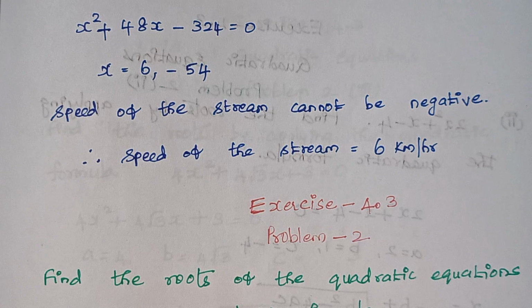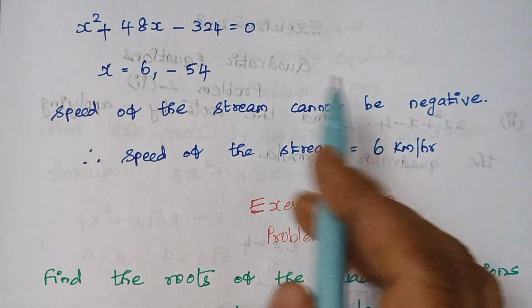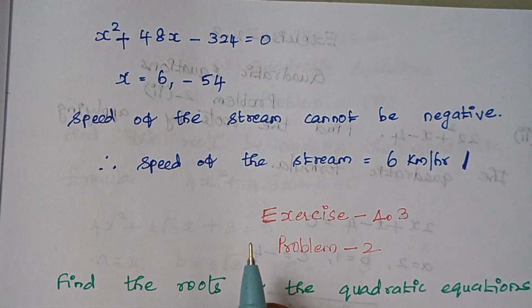Now what is x? x is nothing but the speed of the stream. The speed of the stream can't be negative. And finally the speed of the stream is given as 6 km per hour.